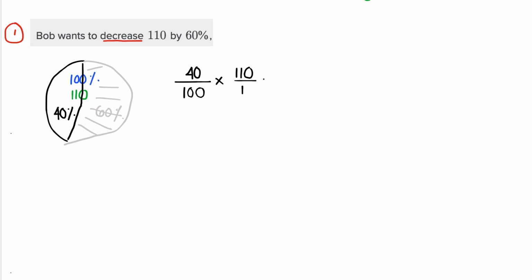We can write this one as a fraction as well. And when we do this, we have 40 times 110 over 100. So what I can see here is that I can cancel this 0 and this 0 and this 0 and this 0. And then I get 4 times 11, which is equal to 44. I didn't need my calculator to do this one. I was able to do it by hand. So 44. So Bob wants to decrease 110 by 60%, which means that the new amount that Bob is going to have is 44. Okay, let's do another one down here.